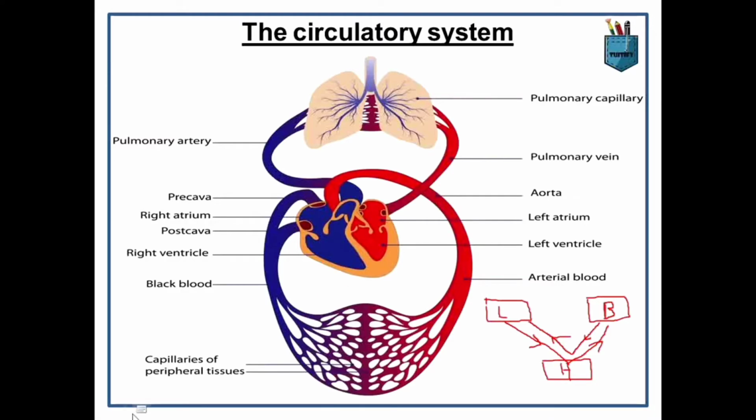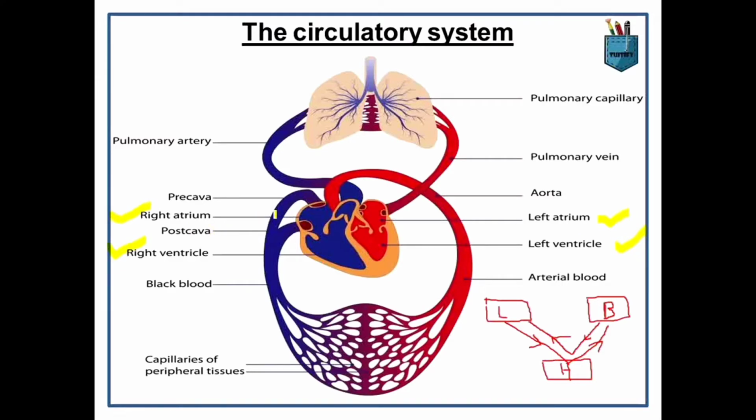Let me take the highlighter. It will be easier for me to mark the areas. So, how does the heart function? We will discuss the heart, blood vessels and blood in our later videos, but let's get a brief idea about this. Everyone knows that the heart has four chambers. That is the left atrium, the left ventricle, the right atrium and the right ventricle.